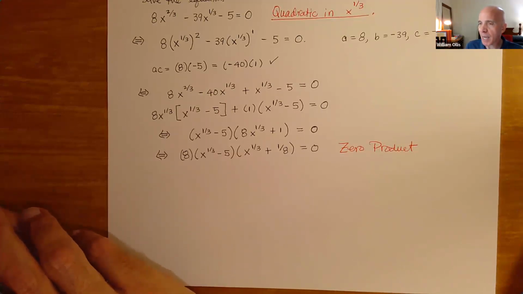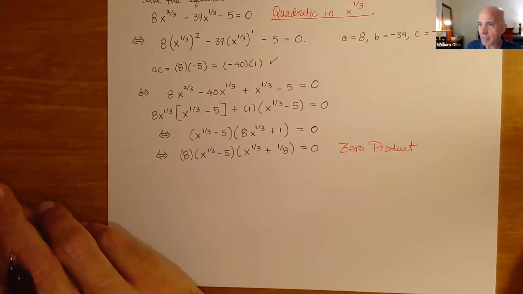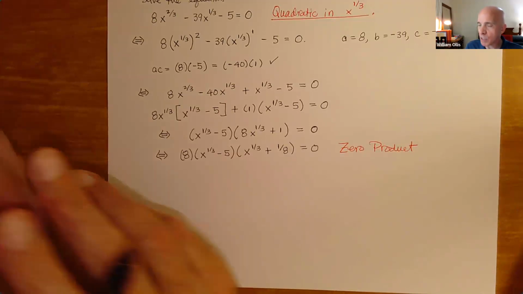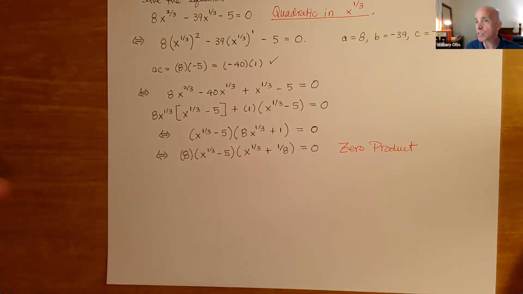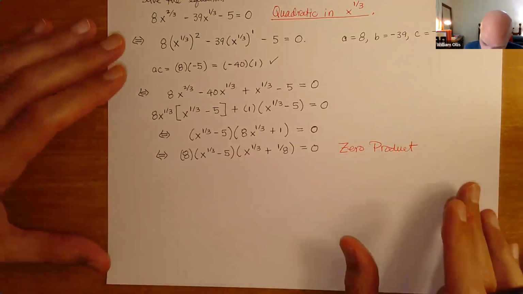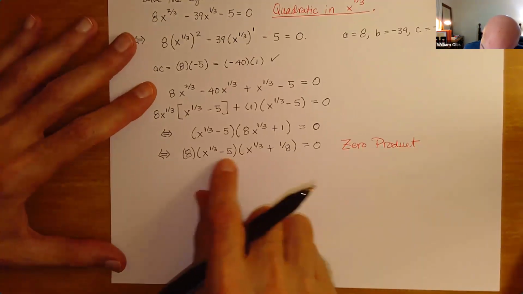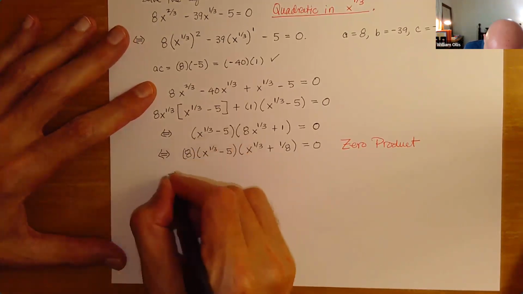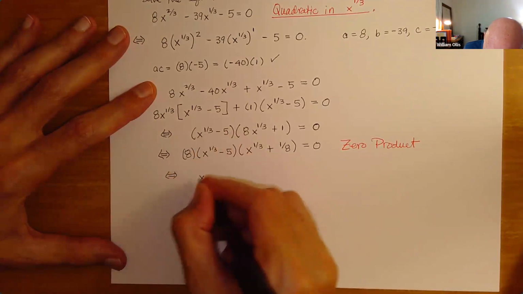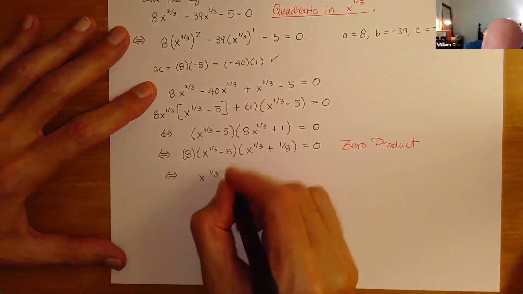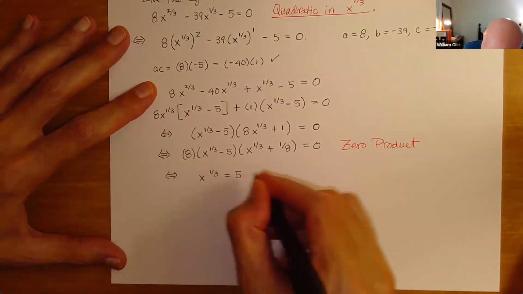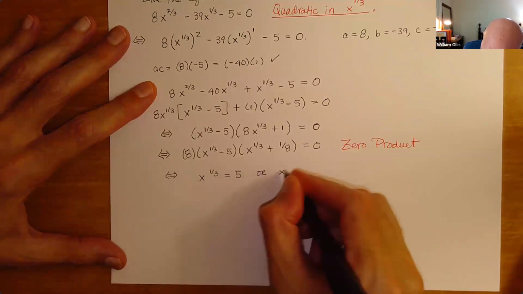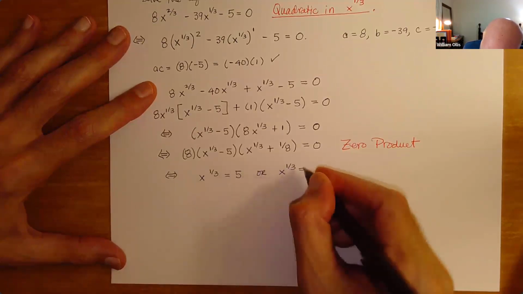And when you get to pre-cal, you'll continue the same methods. And then, of course, when you get to calculus, you'll be using the same ideas with some new objects that you learn about. So now we can set each factor to 0. So if and only if we have x to the 1/3 equals 5, or x to the 1/3 equals negative 1/8.